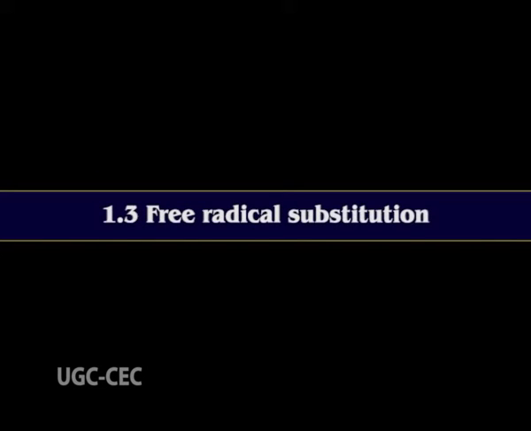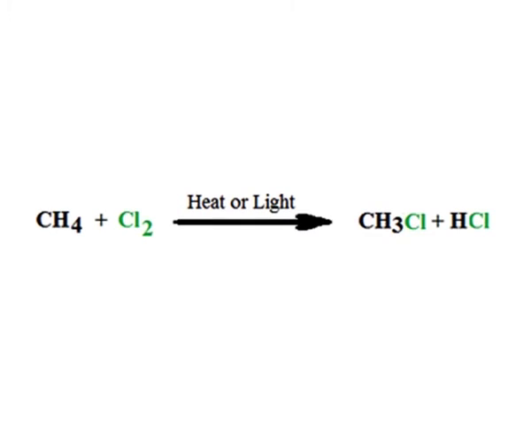Free radical substitution. This type of reaction is not so common, but it is very important as it shows many effects in biological systems. A simple free radical substitution reaction may be cited by the chlorination of methane. In general, a free radical substitution reaction occurring at a saturated sp3 hybridized carbon atom proceeds through a chain mechanism.